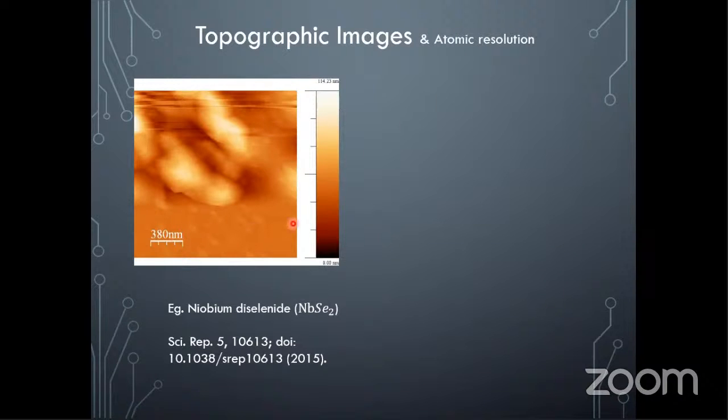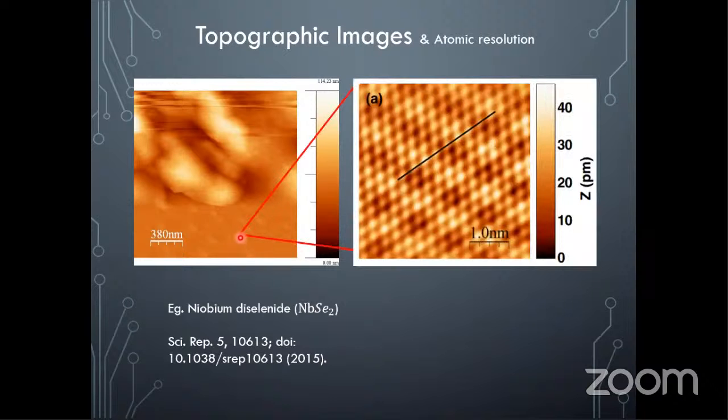Here, I'm showing you a topographic image of niobium diselenide. This is a single crystal. Here, the light regions have higher value, like the top of a mountain, and the lower regions are kind of the valleys in this topography. So these are ups and downs in this whole surface. The beauty of STM is that one can actually see atoms with it.